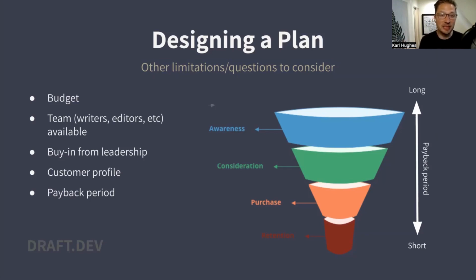Do you actually have buy-in from leadership that content is a good idea and that the goals you're setting for that content are good? Do you know your customer profile really well? Because that's going to help you tailor the content that you write for that customer profile. And what is your required payback period? We talked about that earlier with the goal setting, but basically things at the top of the funnel have the longest payback period. Things at the bottom of the funnel are the quickest payback period, but the volume is lower. So there's a constant trade-off you have to make in content.